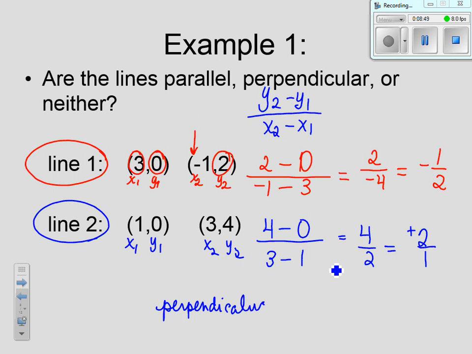Using the symbol that we know from geometry would be that upside down capital T. So that is how we would find if two lines are parallel, perpendicular, or neither algebraically.